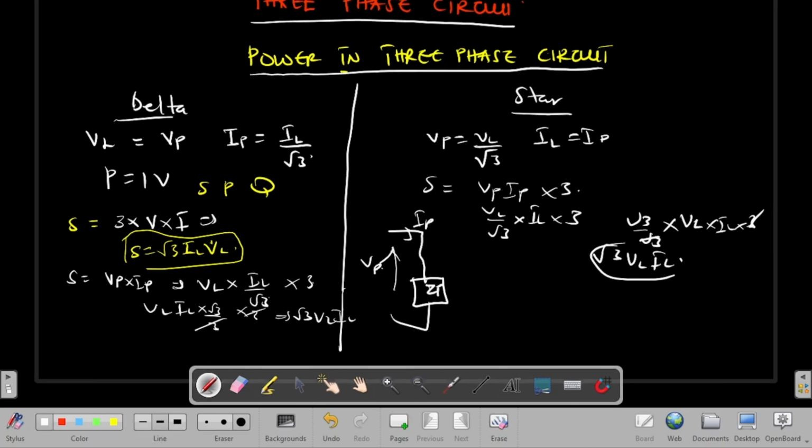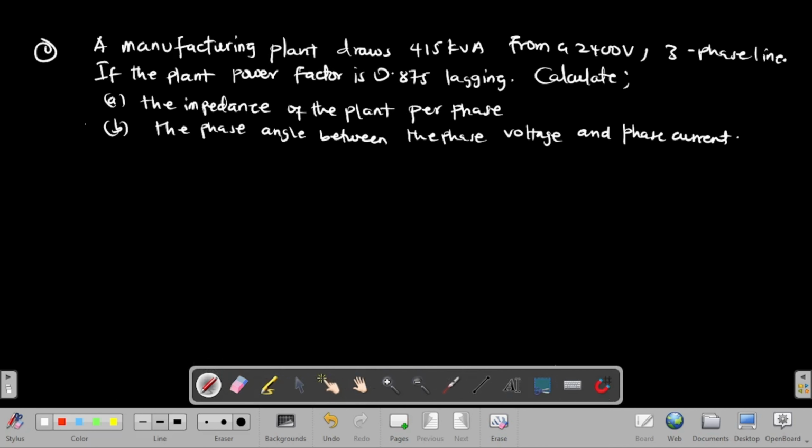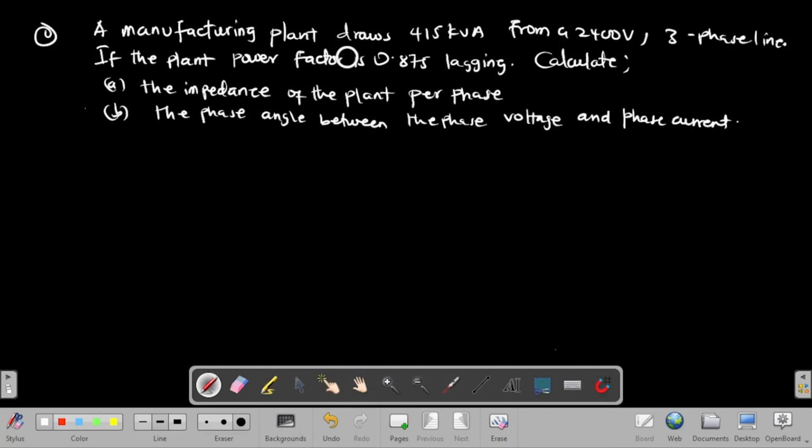I have a couple of questions we're going to solve to understand this. The first one says a manufacturing plant draws 415 kilovolt-amperes from a 2400 volts three-phase line. If the plant's power factor is 0.875 lagging, calculate the impedance of the plant per phase, then the phase angle between the phase voltage and the phase current. This is simple but a little bit deeper. Don't be scared by the impedance and the words. We just approach it systematically.